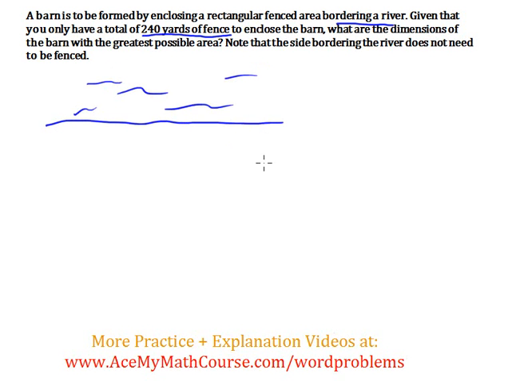That's good enough. You only have 240 yards of fence to enclose the barn. So that's going to be the barn. Okay? So the question is, what are the dimensions of the barn with the greatest possible area, given, of course, that we only have 240 yards of fence to enclose the barn.